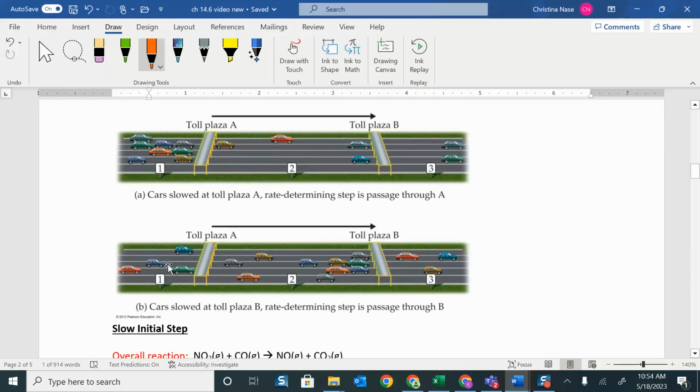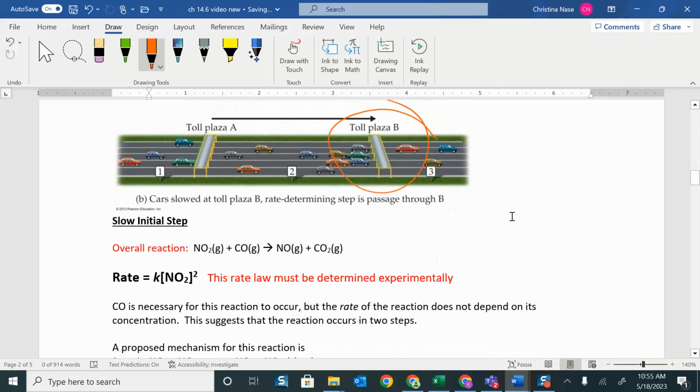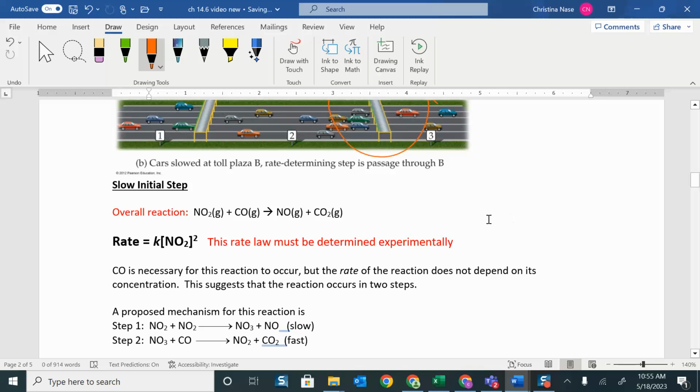For the second diagram here, you can see the cars are going pretty fast through toll plaza A, but then they get stuck at B. So B would be the rate determining step there. So I'm just going to circle these rate determining steps. So here, where the cars are getting backed up, that's the slow step. And then over here is where the cars are getting backed up, that's the slow step. And that happens in reactions all the time as well. So let's see a couple examples of these.